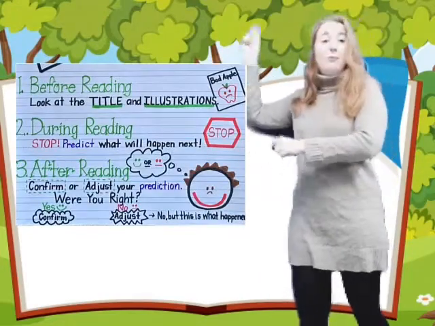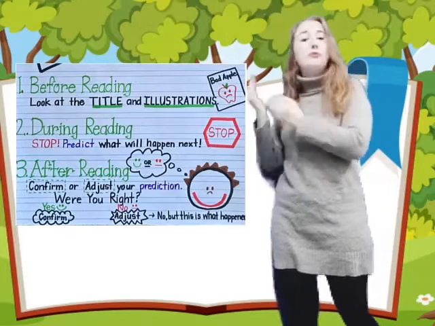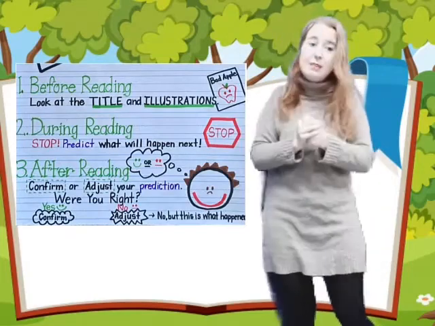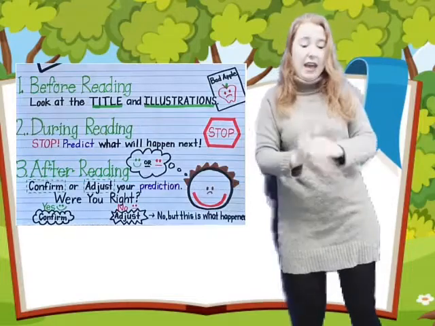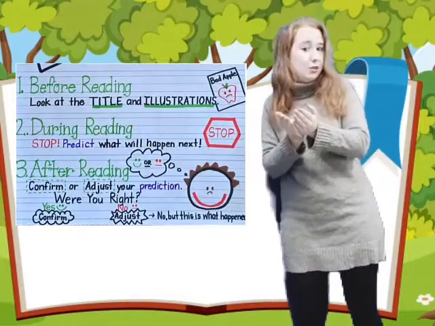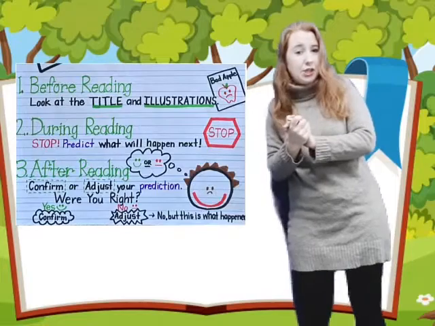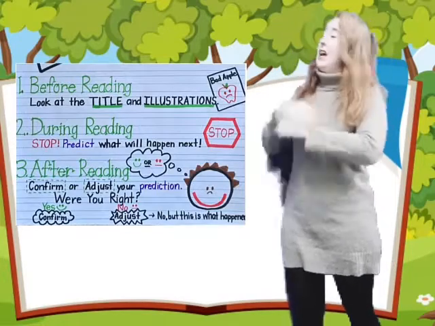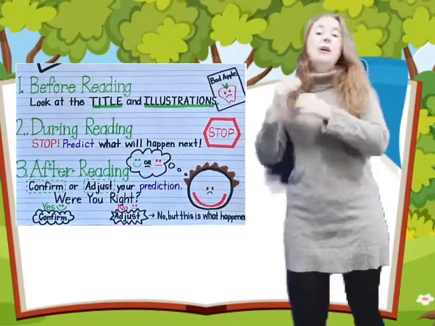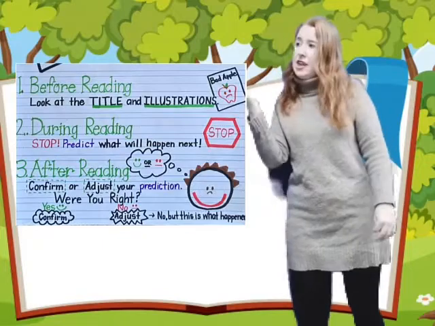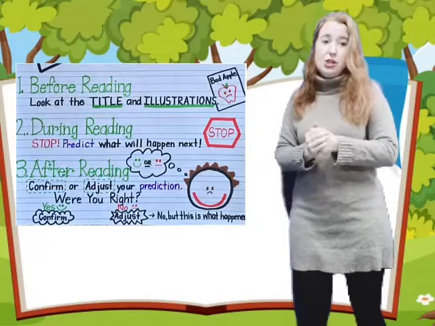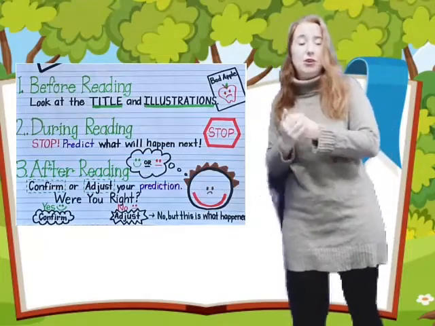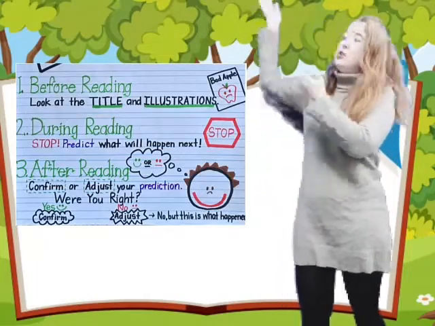Number 1, before we read the story, we preview the book. I will explain more about that in a minute. Number 2, we stop and we look at the story whilst we are reading and we make a prediction. Number 3, after reading the story, we check our prediction and think, was my prediction correct? If it was not correct, you can change your opinion and your prediction. So those are the 3 important rules to follow when making a prediction.